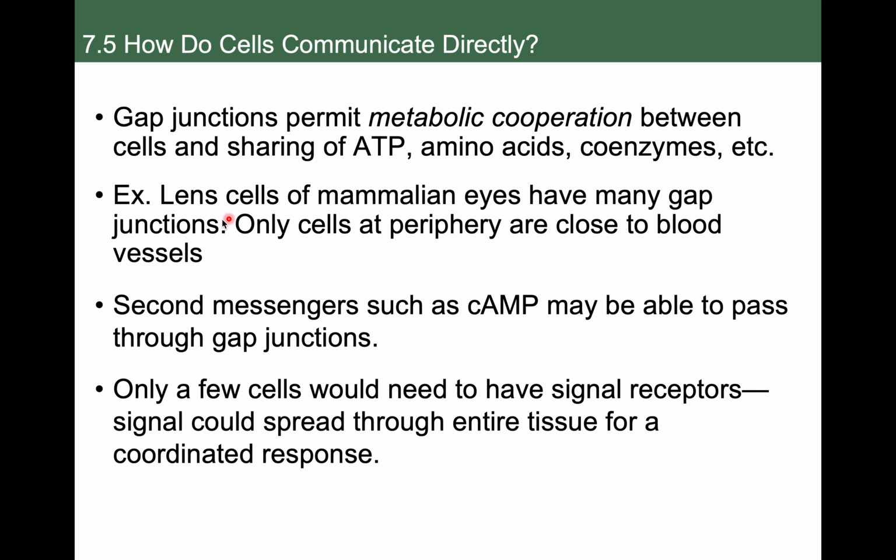So one example here, you have lots of gap junctions in the lens cells in our eyes, and that's a good way to be able to send signals very quickly, cell to cell, without having to have bloodstream nearby. We don't want a lot of blood vessels in the lens of our eye, or it's going to obscure our vision. So it's sort of an alternative way to pass signals.